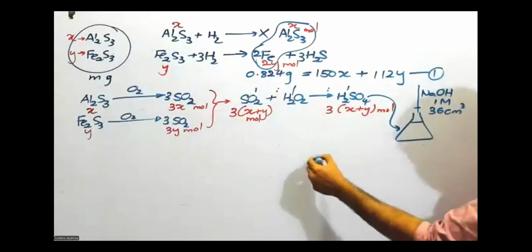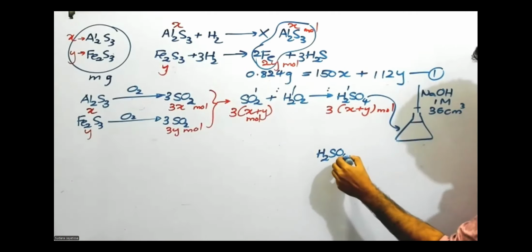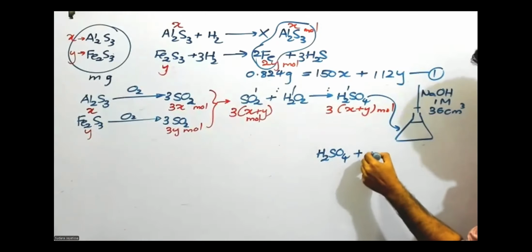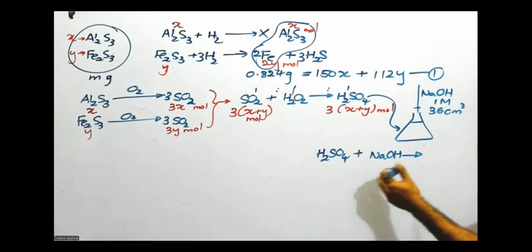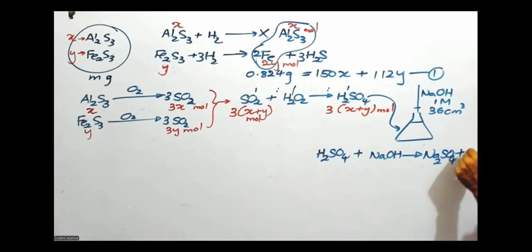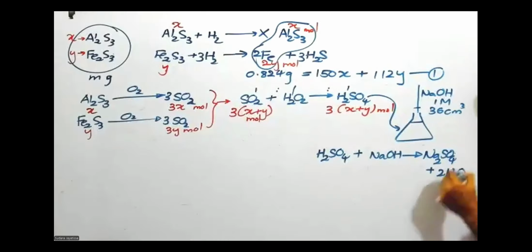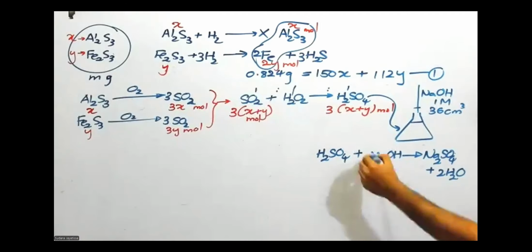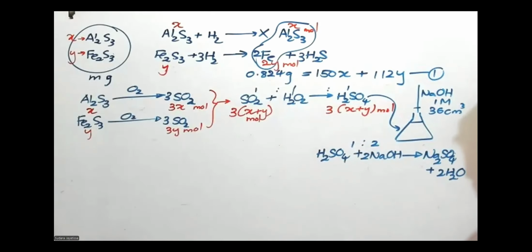Now, what is the reaction happening here? H2SO4 is a dibasic acid. That means it can release 2 H pluses, and it reacts with sodium hydroxide. And this is an acid-base reaction. You can balance it. The salt is Na2SO4, and it is forming 2 H2O also. Plus 2 H2O. This is the balanced reaction. And here you have 2. So that means they are reacting in a 1:2 ratio.